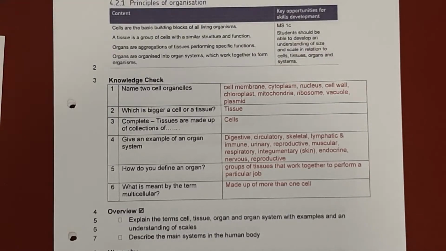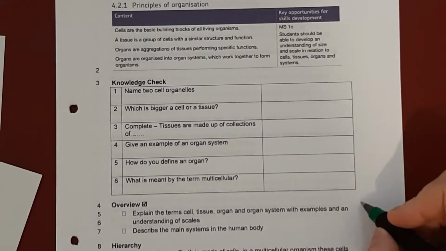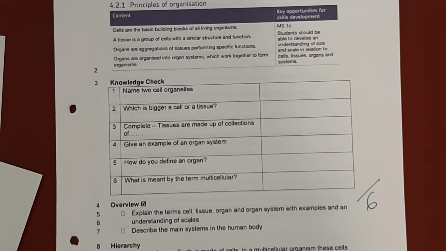Question 5, how do you define an organ? So an organ is a group of tissues that work together to perform a particular job or role or function. Question 6, what is meant by the term multicellular? So multicellular means made up of more than one cell. Make sure when you mark that, you give yourself a score out of 6 and put it on the page. So for example, you would write however many you got out of 6.